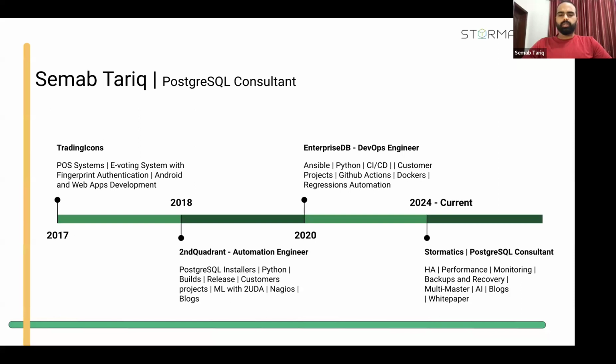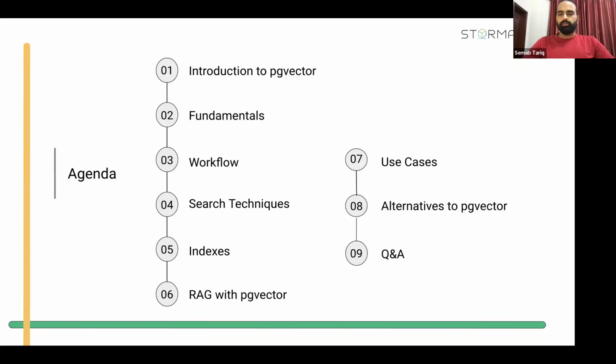Later in 2020, Second Quadrant was acquired by Enterprise DB, and I moved there and continued my career as a DevOps engineer. At Enterprise DB, we used to do a lot of different cool things with Postgres. I recently joined Stromatics, where we are focused on providing professional services for Postgres, like high availability, performance tuning, monitoring, and backups and recovery. So let's get started with our talk.